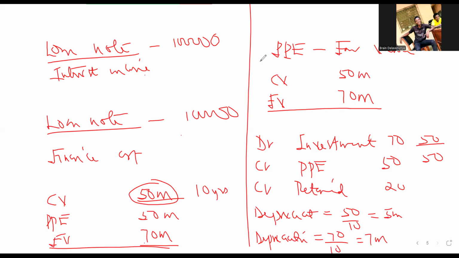The asset should be given at what? At carrying value. So the parent has recognized a gain of 20 million. This gain should be taken away from what? Okay, let me show how the parent will account for this. So the parent will de-recognize the assets from their books.